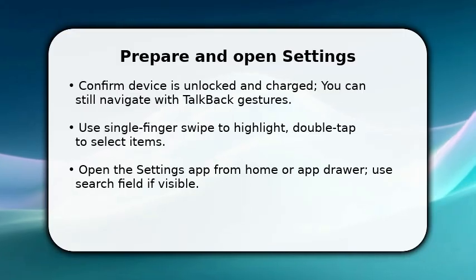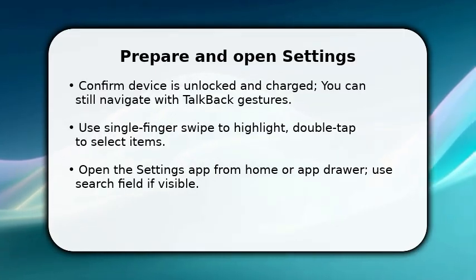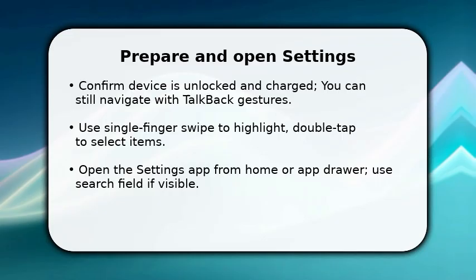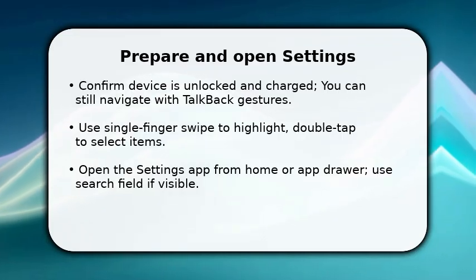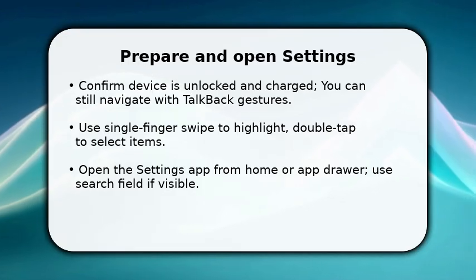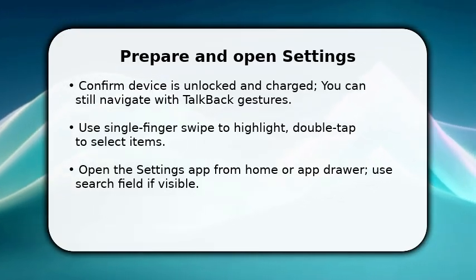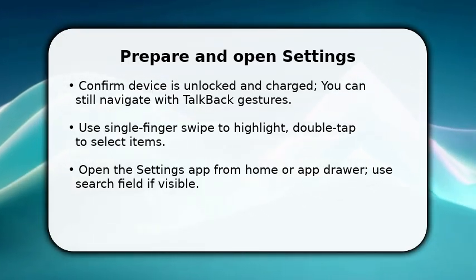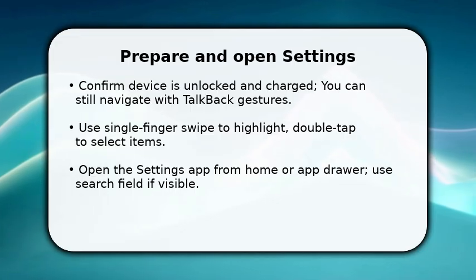You're starting immediately. Open Settings now. If TalkBack is active, remember the gestures, single finger to focus items and double tap to activate. Once Settings is open, locate Accessibility. If you see a search box, type Accessibility to speed things up. Make sure to use 2 fingers to scroll lists when necessary.